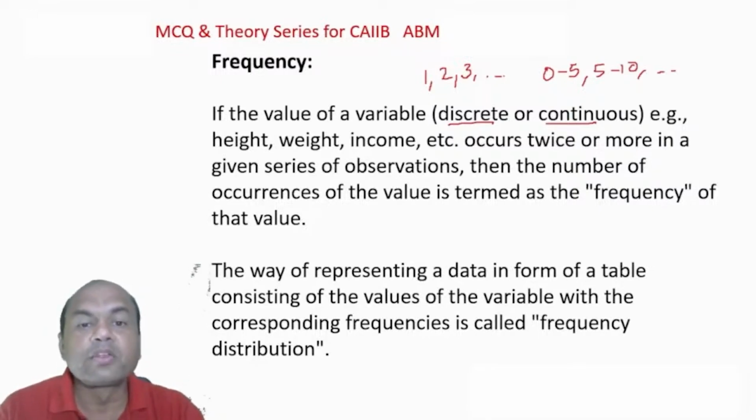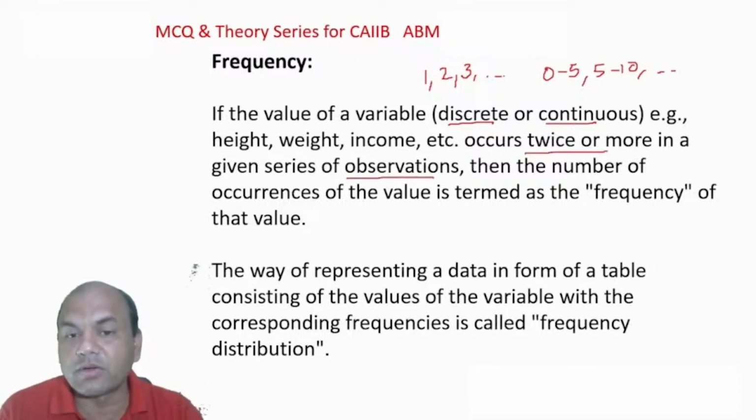Okay. So if the value of the variable, discrete or continuous, for example height, weight, income, occurs twice or more in a given series of observations, then the number of occurrences of the value is termed as frequency. So this is an important definition from exam point of view. In exam, this word twice or more will be important for you. Anything which appears twice or more will be called frequency.